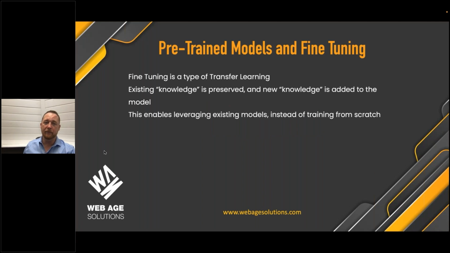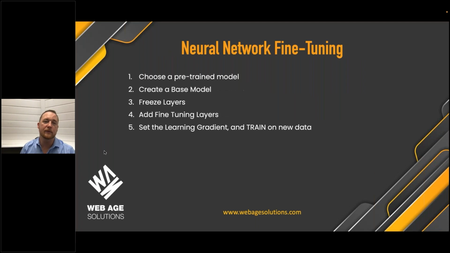So fine-tuning is a type of transfer learning. Essentially, abstractly, the knowledge is transferred or carried over to the new model, and new knowledge is added to the fine-tuned model. The way this is done is by adding layers to the neural network and then freezing some in place to preserve a certain amount of knowledge, but learn new knowledge. And this lets us leverage existing models instead of having to train from scratch.